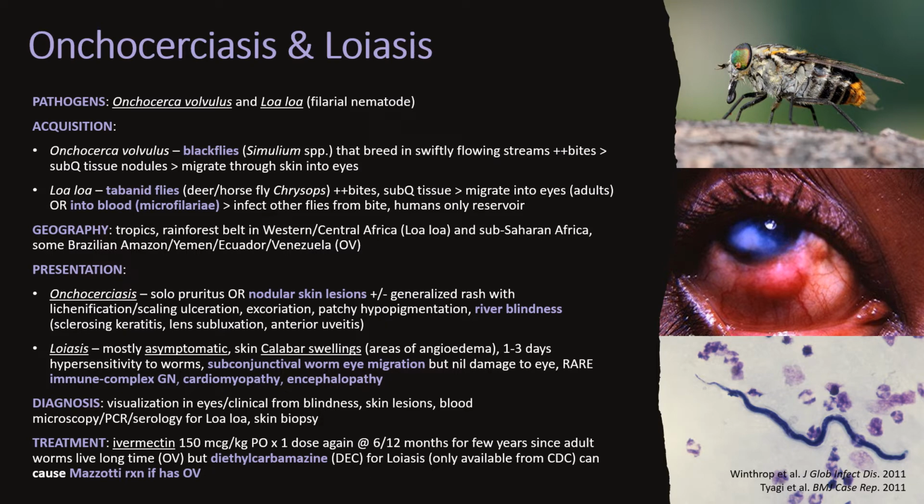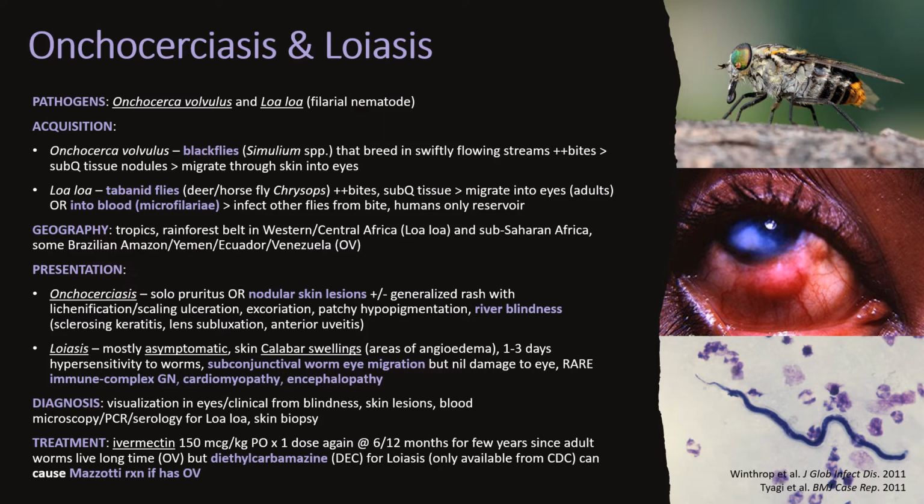In both cases, being bit by one of these flies causes a local skin infection, which causes subcutaneous tissue migration and development of hard nodules, with subsequent skin migration causing a diffuse IgE-mediated skin reaction and eventual involvement of the eyes in some way in both cases. In onchocerciasis or river blindness, in addition to these patchy nodular skin changes, patients can develop a problematic sclerosing keratitis and lens subluxation, which can lead to blindness. In loiasis, patients may have ocular larva migrans, but actual damage to the eye is quite rare.